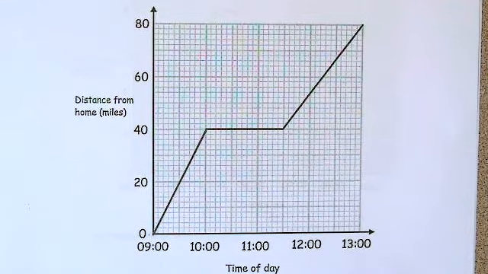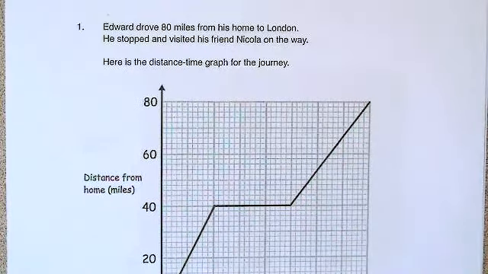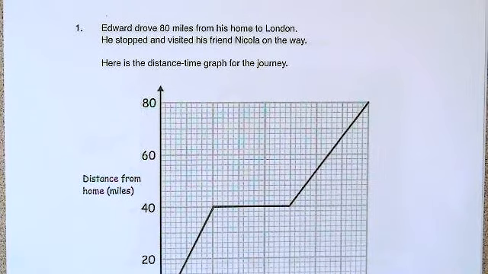Okay, so let's look at this one. It says, Edward drove 80 miles from his home in London. He stopped and visited his friend Nicola on the way. Here's the distance time graph for the journey.